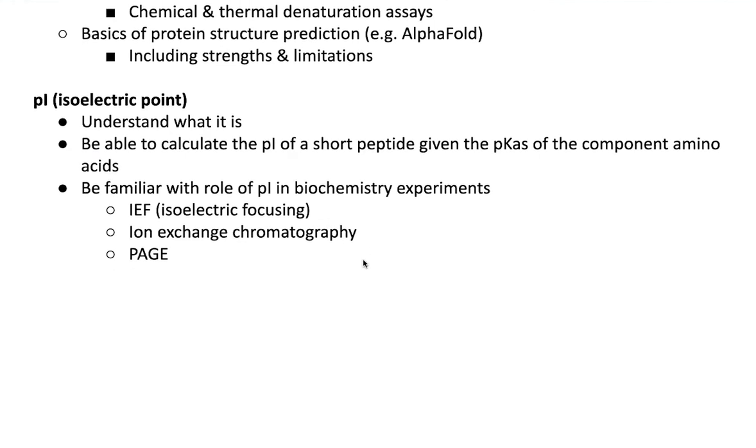pI, isoelectric point. So understand what this is. This is like your pKa, but at the protein level. It's the pH at which the protein is electrically neutral overall. You can have some of those groups be positive and some of those groups be negative, but overall you're going to get a neutral protein.